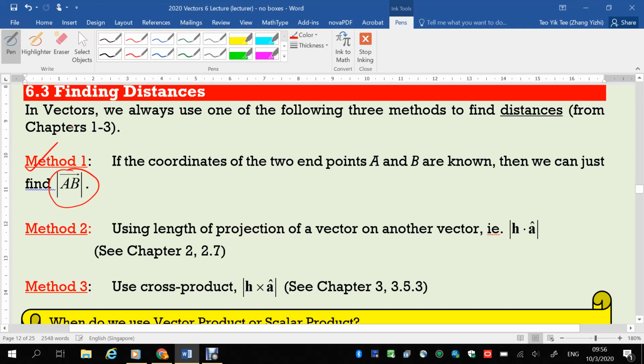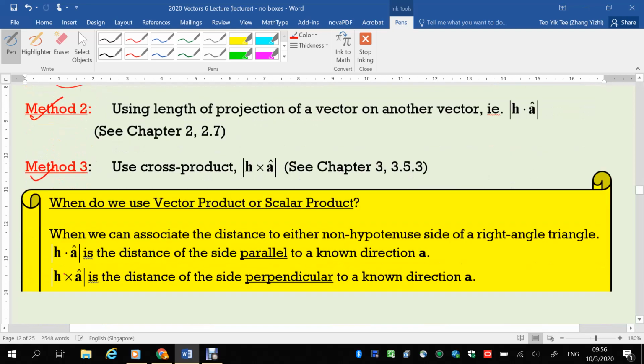That's your method 1. Alternatively, if you can recall your chapter 2 and chapter 3, you can find distances using the projection method or the cross product method. So that will be your method 2 and method 3 respectively. In a nutshell, which method to choose, method 1, 2 or 3, depends on available information and on how the question is being set.